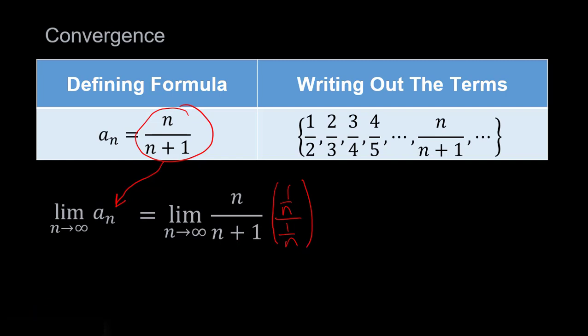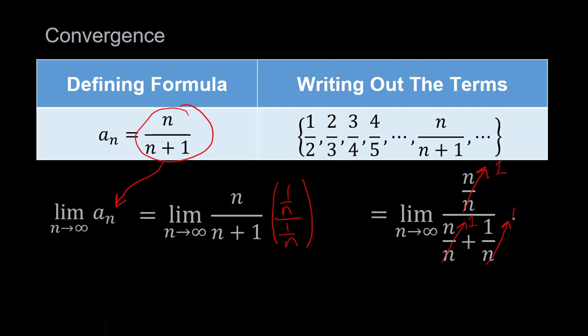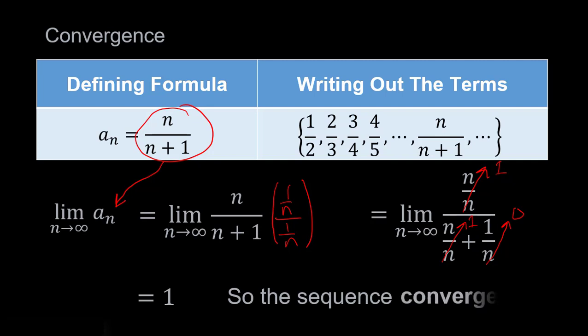If we do that, we get n over n on the top and n over n plus 1 over n on the bottom, and we can apply that limit here as n approaches infinity. Well, this is just going to go to 1 because these terms are the same, and this 1 over n is just going to go to 0. So we're just going to end up with 1 over 1. So this limit is going to equal 1, and since that limit equals 1, we know that limit exists because it comes out to be this number, and so since that limit exists, we can say that the sequence converges.